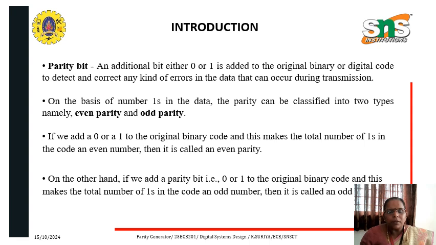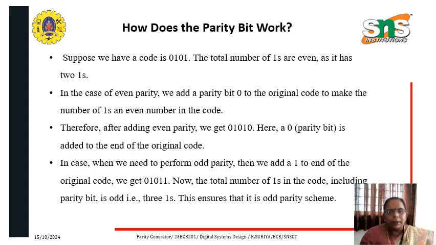So the addition of parity bit to the original digital code makes the total number of ones in the code either even or odd. Thus, on the basis of number of ones in the data, the parity can be classified into two types, namely even parity and odd parity. If we add a 0 or a 1 to the original binary code and this makes the total number of ones in the code an even number, then it is called as even parity. On the other hand, if we add a parity bit, that is 0 or 1, to the original binary code and this makes the total number of ones in the code an odd number, then it is called as odd parity.